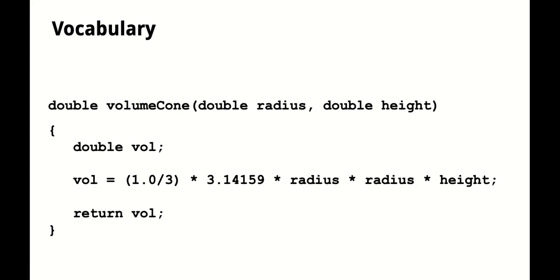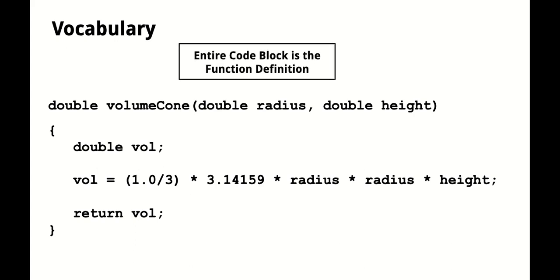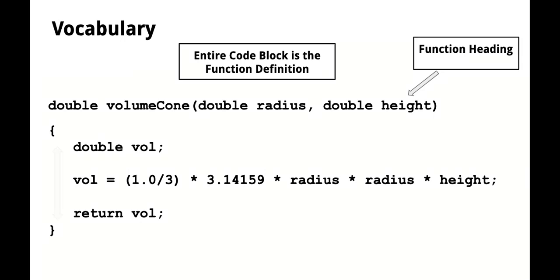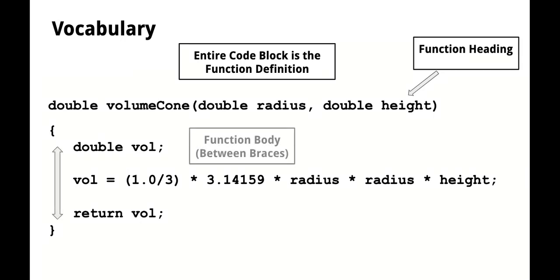So some important vocabulary to recap as part of the function definition. The entire code block here from the heading down to that last closing brace is called the function definition. The first line here is the function heading. So that mirrors the declaration. It's just a heading for this code block. And between the braces is sometimes referred to as the function body, where all the actual computations and whatever else the function does as a task is accomplished.